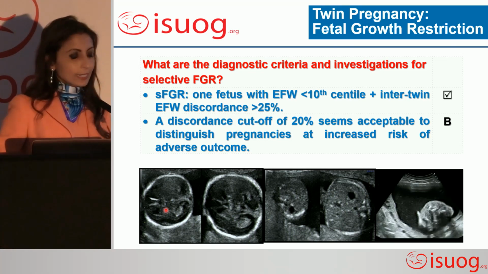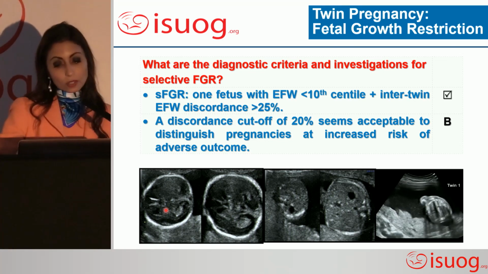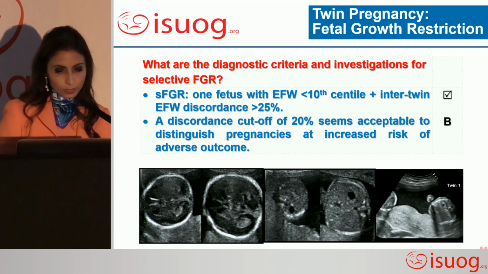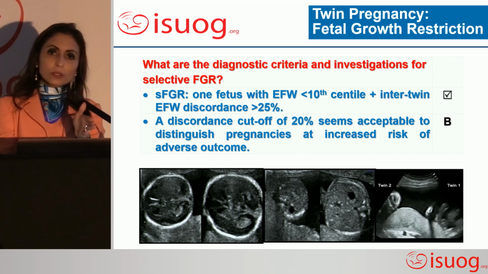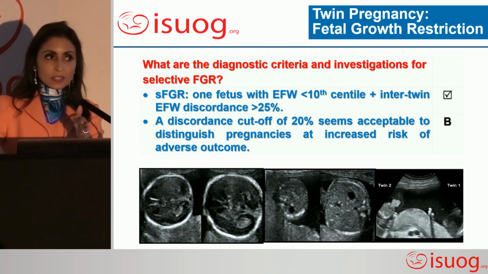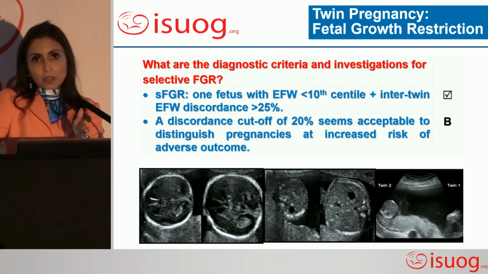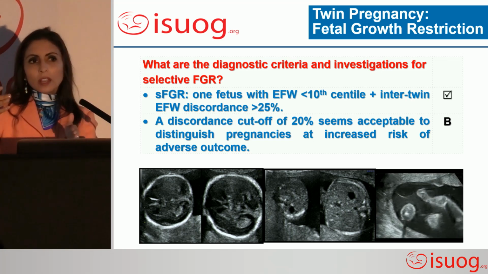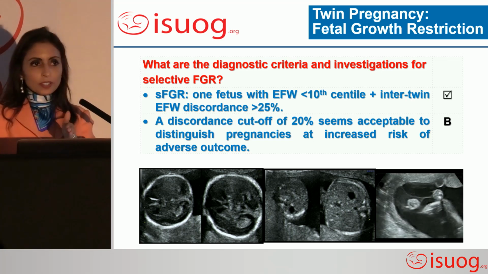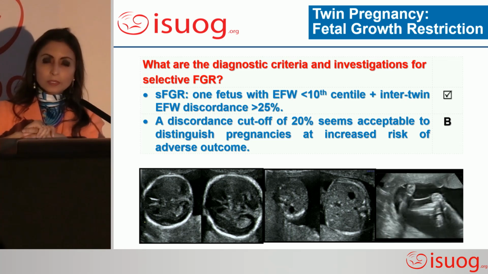So what are the diagnostic criteria for growth restriction? It's really tricky, and it's really important to understand what you deal with. There are a number of potential scenarios. One scenario, the common one, is that both babies are growing, and the discordance is less than, let's say, 20%, and both of them have an estimated fetal weight above the 10th centile.